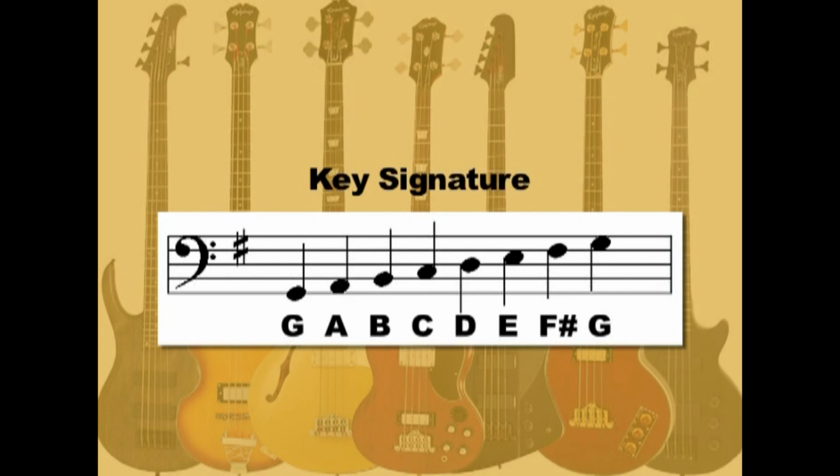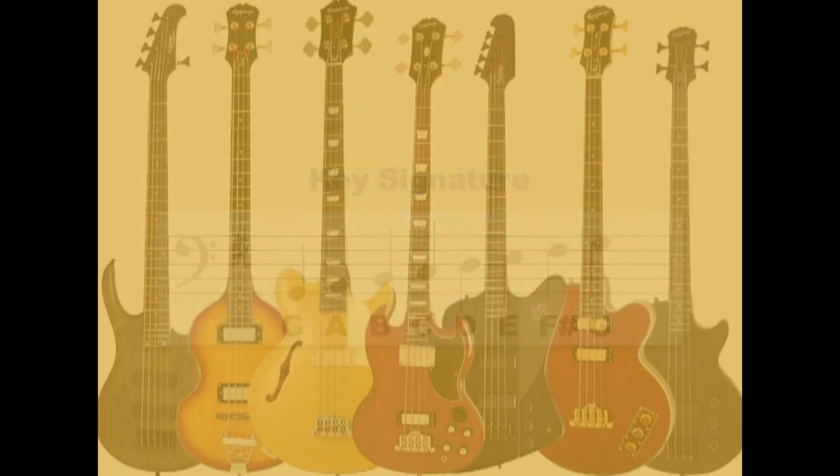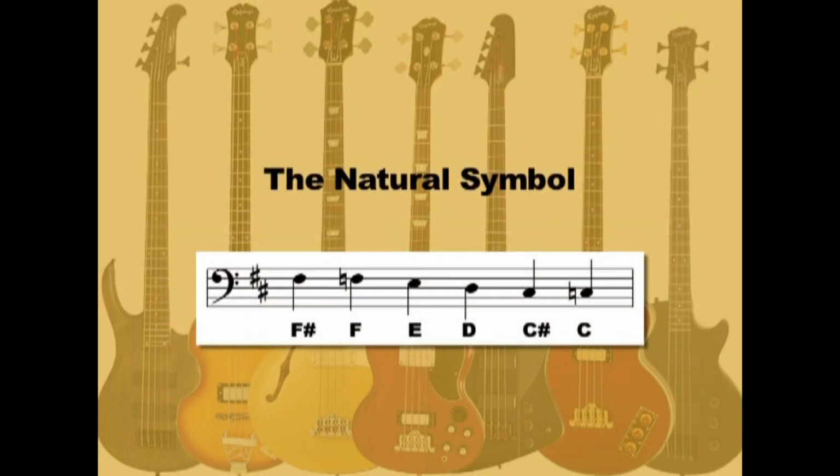For example, if the key signature has a sharp symbol on an F, you are to play F sharp in place of F for the remainder of the piece of music, unless otherwise indicated by another accidental symbol. When a sharp or flat note needs to be changed back to its original non-accidental state, a natural symbol is used.